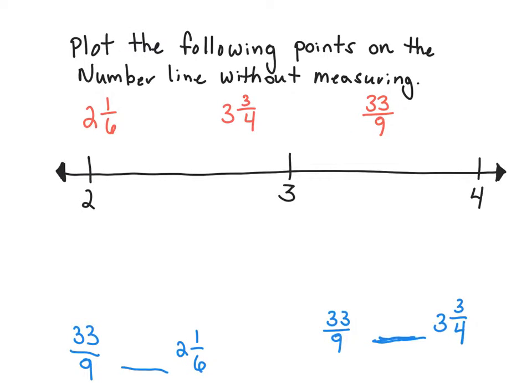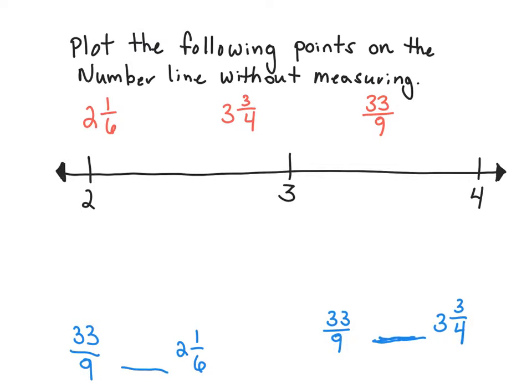All right, we're going to plot the following points on the number line without measuring. So we're not having to actually sit here and make all sorts of number lines to represent 2 and 1/6, 3 and 3/4, and 33/9. So we're just going to place them on there to see if we can get an idea of where they would live on the number line.